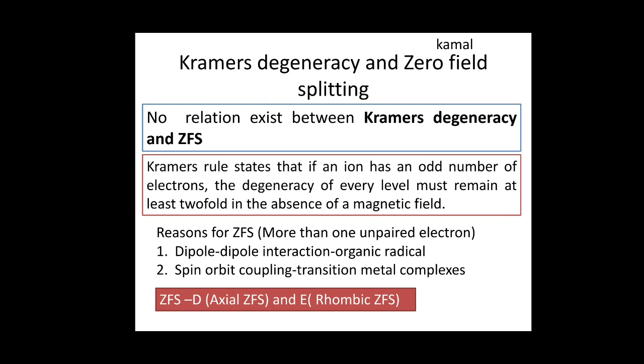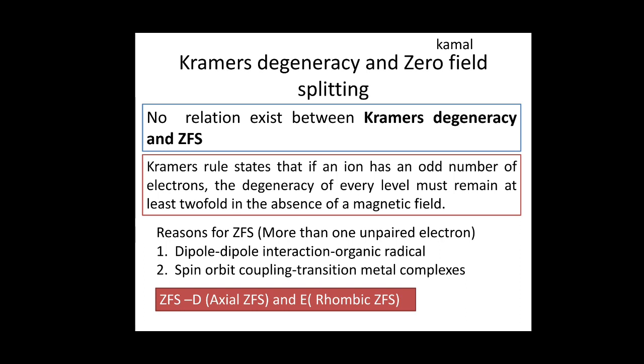And you don't have to have more than one electron or less, because it's only the odd number. It never says how many electrons. Even if you have just one electron, you can have Kramer degeneracy there. Okay, just let me move towards zero field splitting.